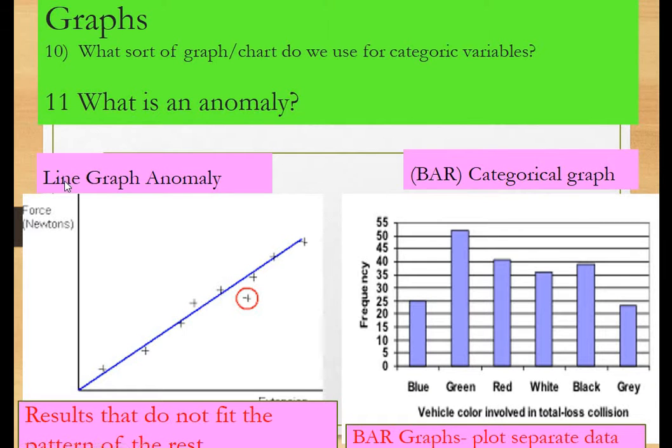So you can put a heading, line graph anomaly, without sticking to exact points. You're going to draw a graph, plot some different data here, just freehand, and then show the point that does not fit into the rest of the results and label that anomaly. Can you do that now, please? Pause the video.